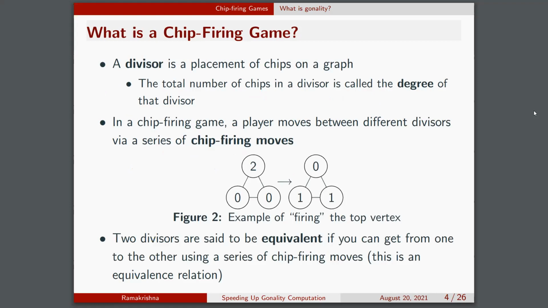One thing we'll note here is that 2 divisors are said to be equivalent if you can get from one to the other via a series of chip firing moves. And one quick note I want to make here is that this relationship is actually an equivalence relation. It satisfies the 3 properties of symmetry, reflexivity, and transitivity.